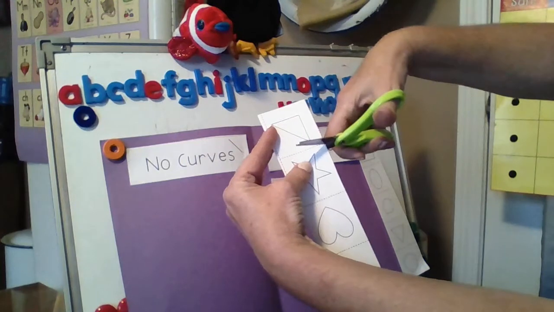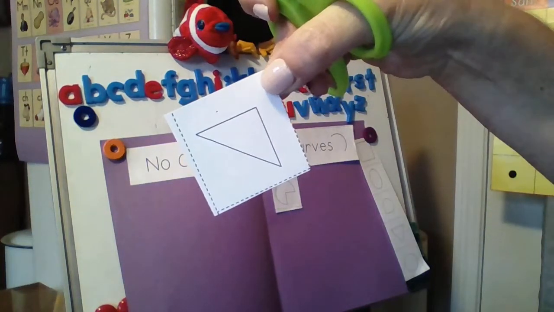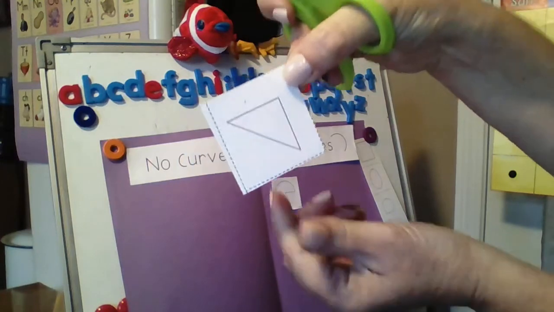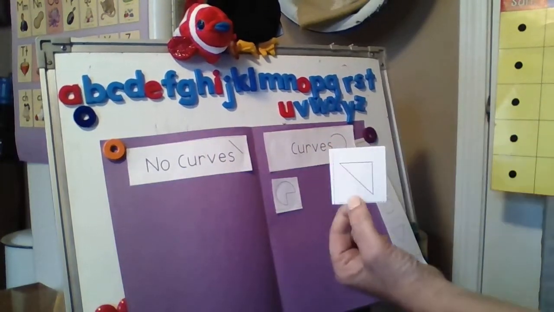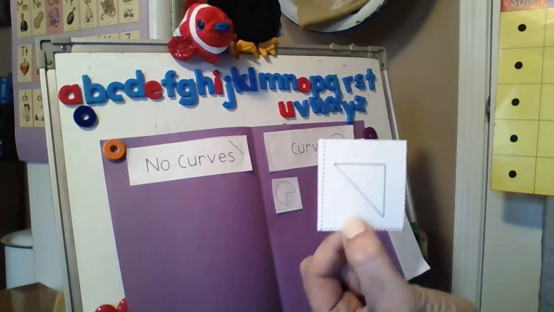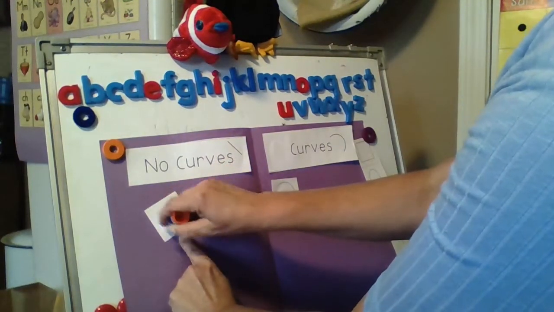Oh, here's the next one. I'm going to cut right across. And what's that one? That is a triangle. Does it have no curves or curves? This one has no curves. You're absolutely right. So I'm going to put that one here.